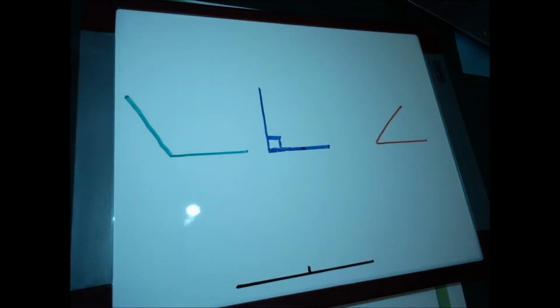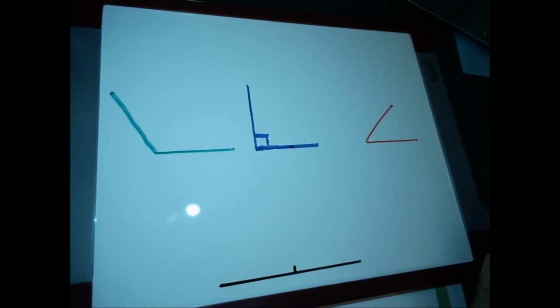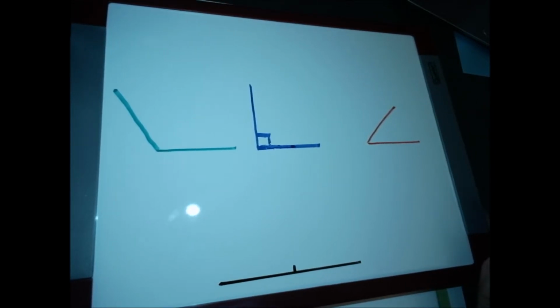Okay, this is lesson 16-2, Solve and Share, also known as classifying triangles. Before I begin the lesson on classifying triangles, I'm going to review some of the angles.